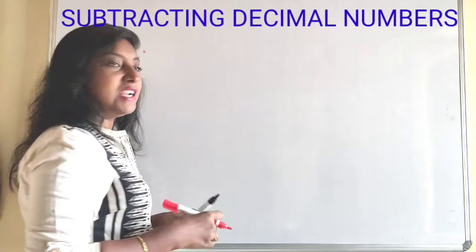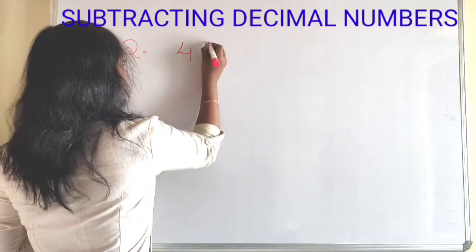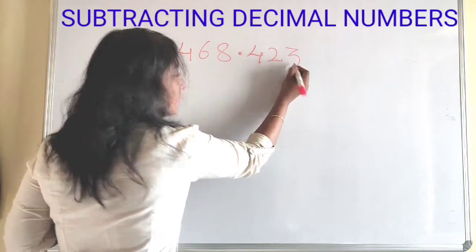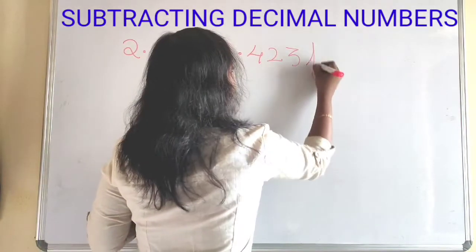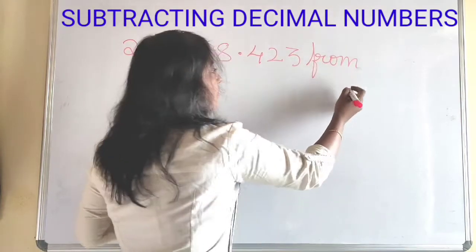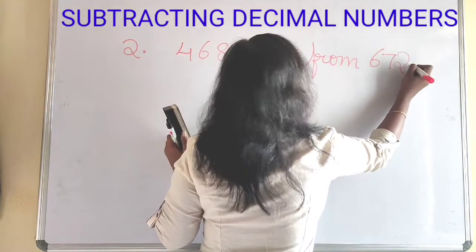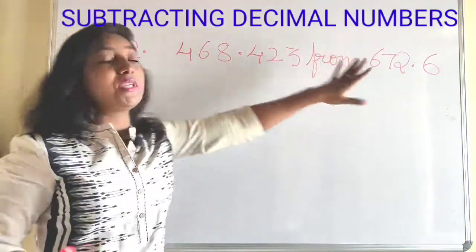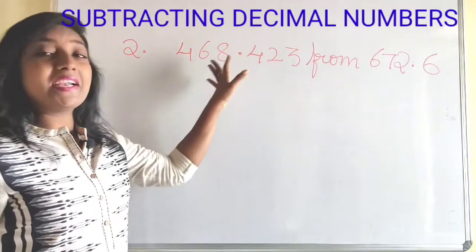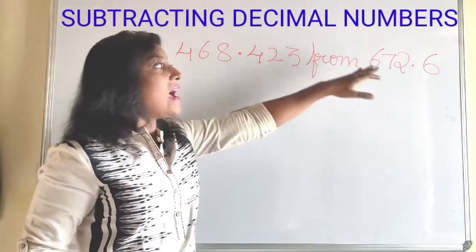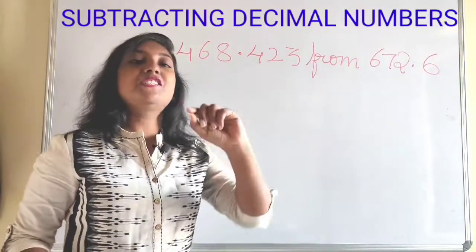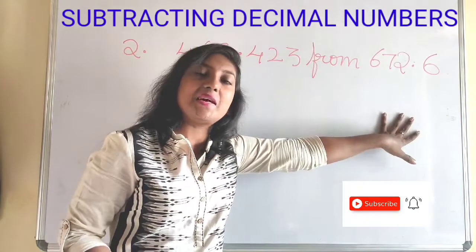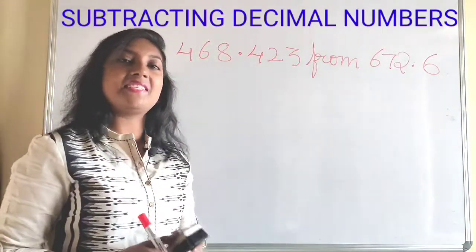Here I am taking the number 468.423 and subtracting it from 672.6. So I have two decimal numbers here. The first one is 468.423 and 672.6. Whenever we are doing subtraction, always we have to take the biggest number. So the biggest number is 672.6.